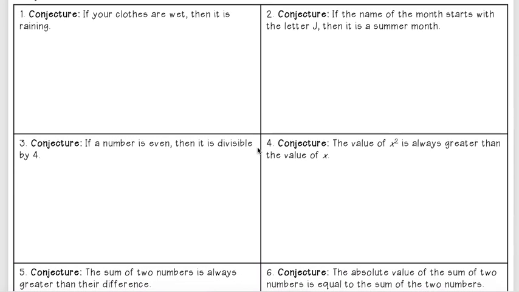So the first one says, if your clothes are wet, then it is raining. Well, there are many reasons that my clothes are wet. It may not be because it started pouring outside. So a counterexample could be, I could have fallen in the pool. That would make my clothes all wet.